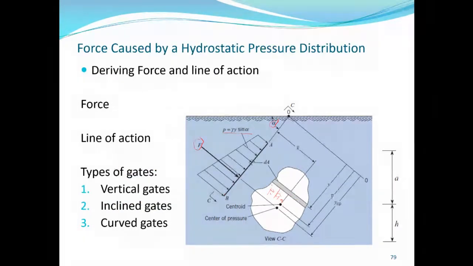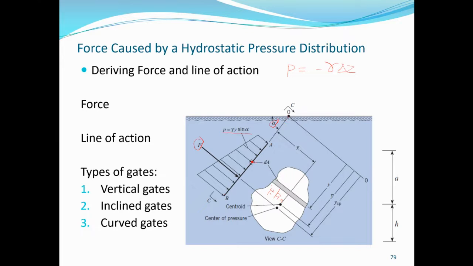Here we derived before the differential equation of the pressure: the pressure is equal to minus gamma delta z, and here delta z is the vertical distance. So if you consider this small element, whose distance from O is y, what is the vertical distance?